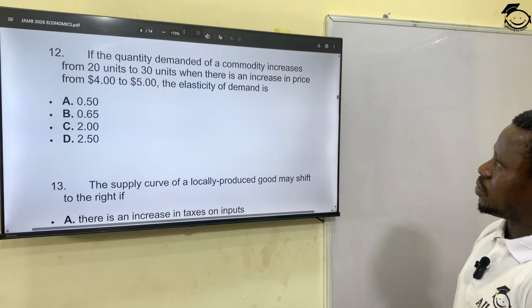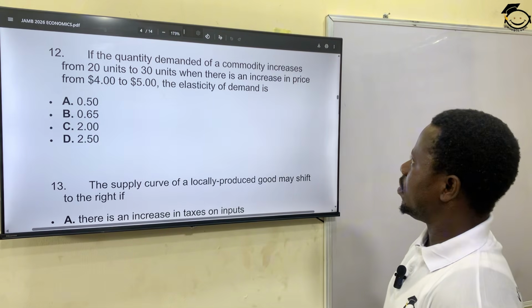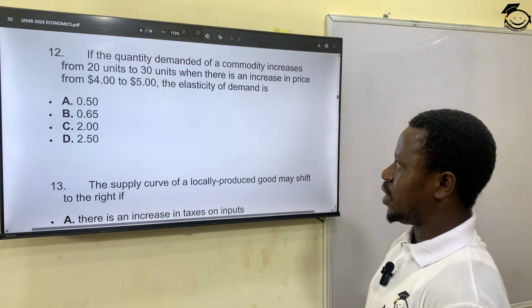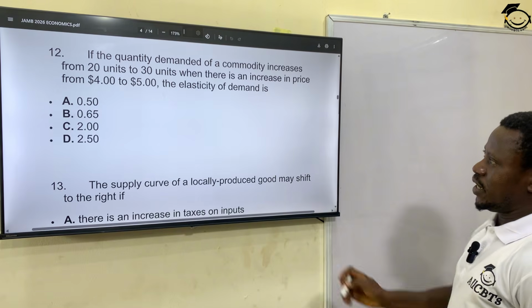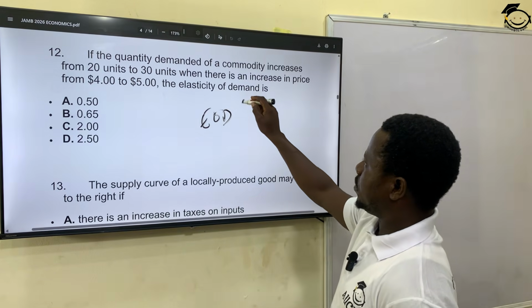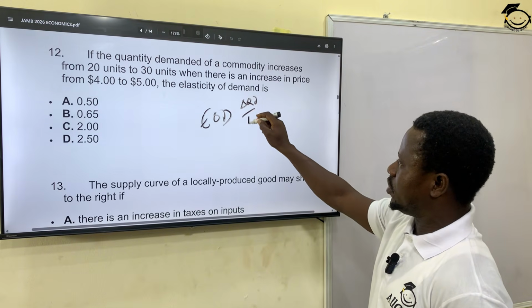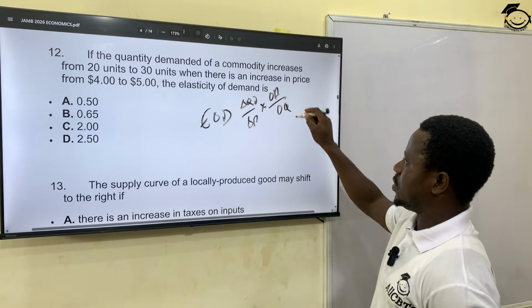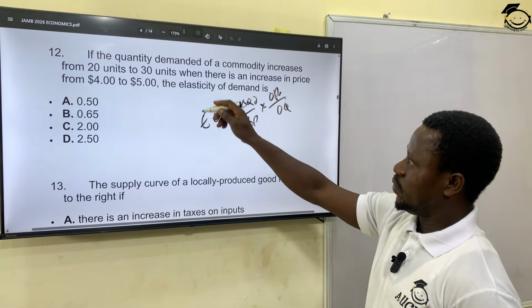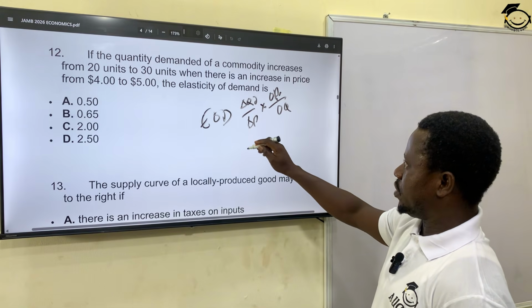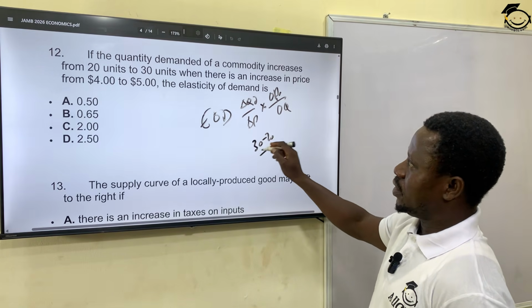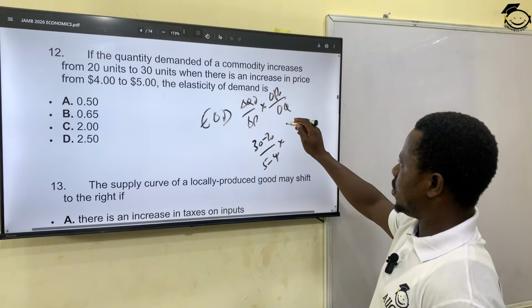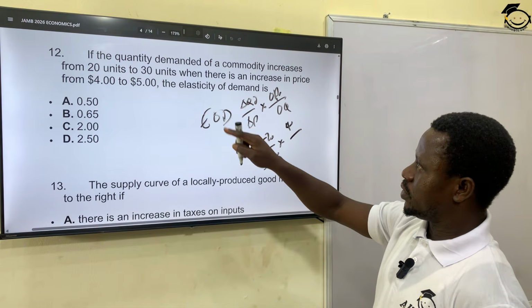Now, this is another calculation. If the quantity demanded of a commodity increases from 20 to 30 when there is an increase in price from $4 to $5, what is the elasticity of demand? The elasticity of demand is calculated with this formula: change in quantity demanded over change in price, multiplied by the original price and the original quantity. So let's do it together. We have the change in the units demanded, that's 30 minus 20. Change in price, that is 5 minus 4, times the old price, which was $4, and the old quantity, which was 20 units.